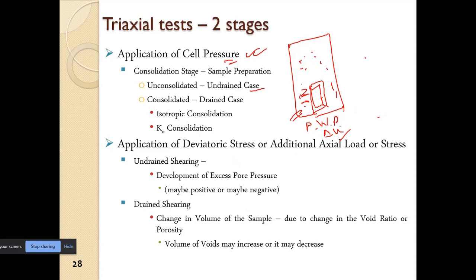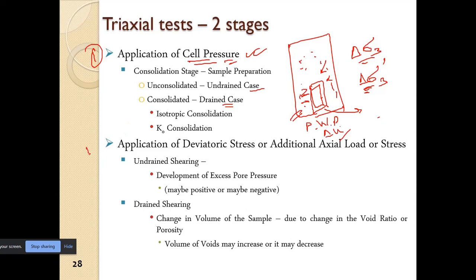If it is a drained case, whatever stress we apply, it will squeeze the sample, and there will be some amount of drainage of pore water from the sample. So in that case, whatever increase in delta sigma 3 occurs will result in delta sigma 3 dash of the sample, that is, the effective confinement or the effective stresses within the soil will increase. So that is the application of the cell pressure. So that is stage 1.